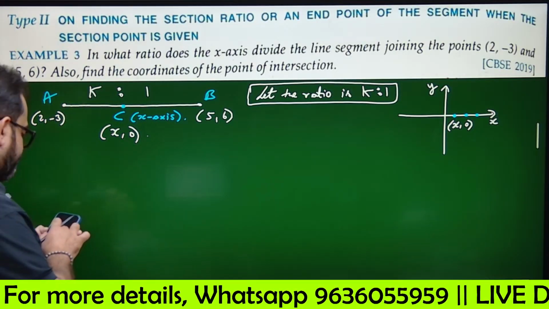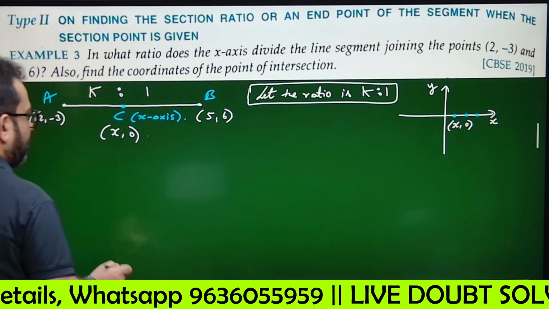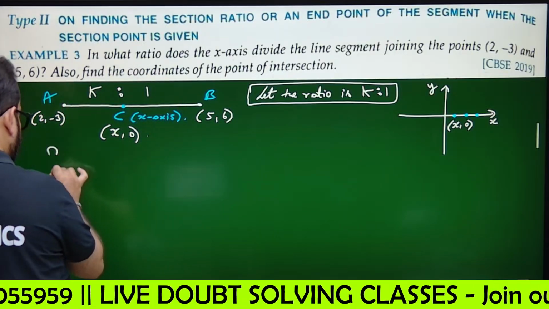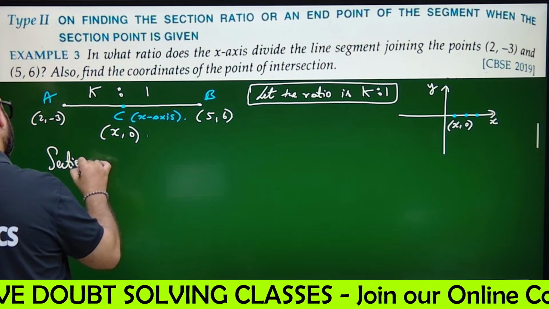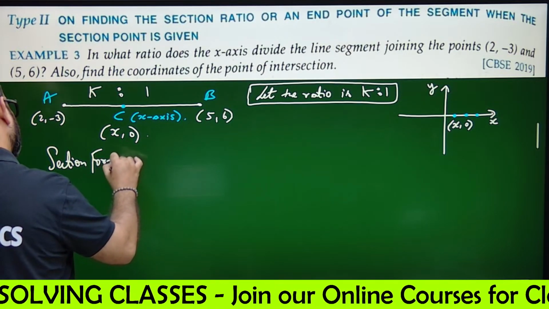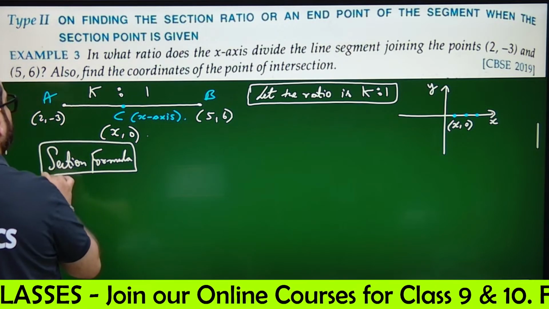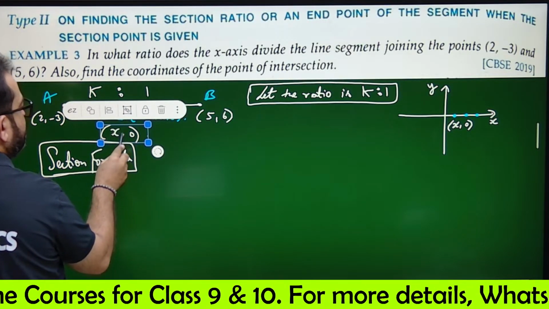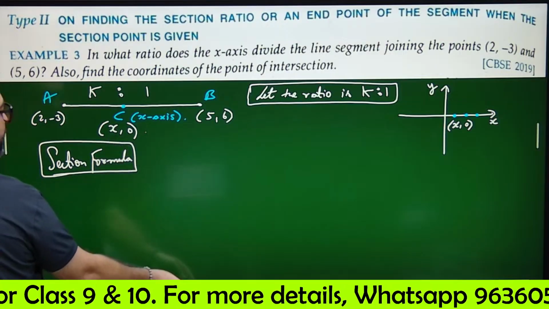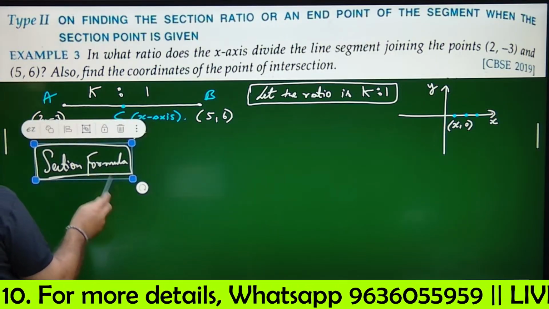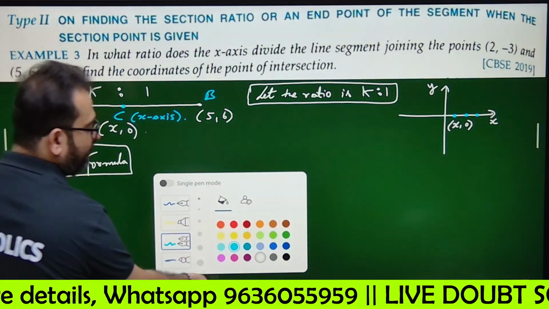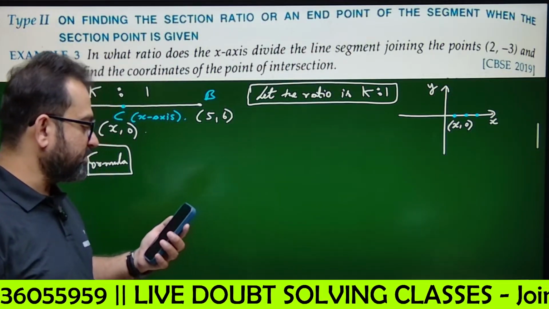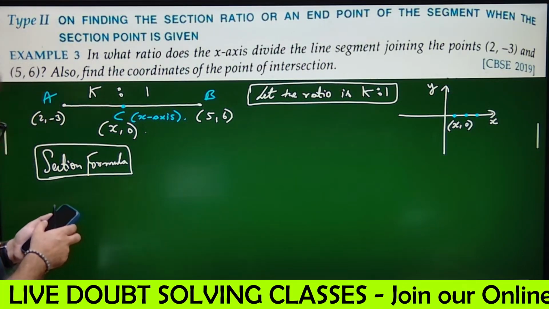Now let's apply the section formula. This is the trick in this question, okay? Letting the coordinates of this point as x comma 0. Got my point? Yes or no? Two questions will be important and they can come as it is in your exams. In fact, this is a PYQ. CBSE 2019, this question came as it is.